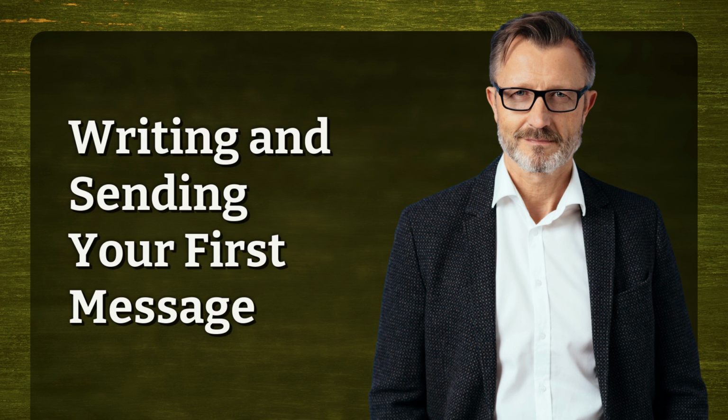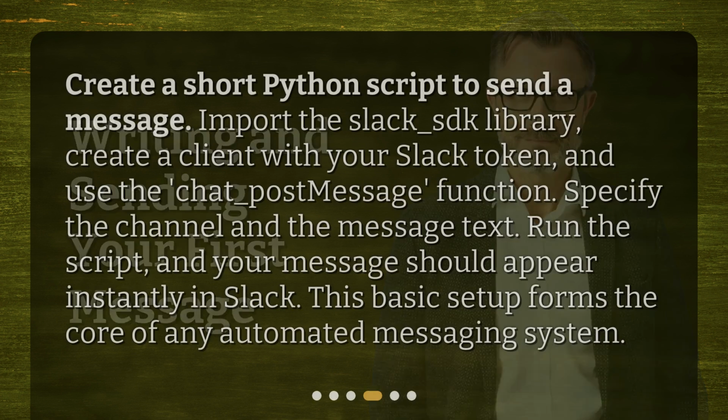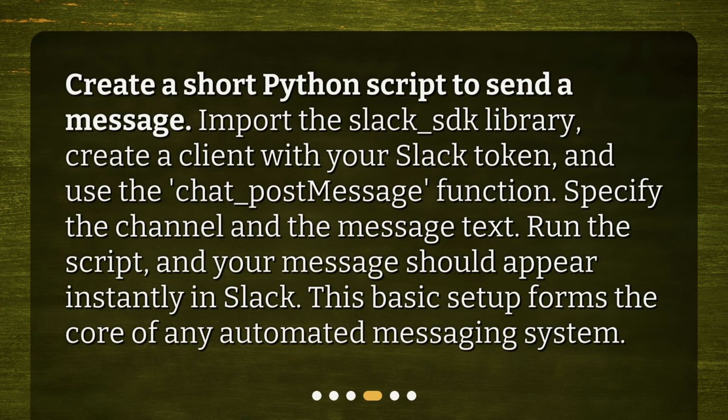Writing and sending your first message. Create a short Python script to send a message. Import the Slack SDK library. Create a client with your Slack token and use the chat post message function. Specify the channel and the message text. Run the script, and your message should appear instantly in Slack. This basic setup forms the core of any automated messaging system.